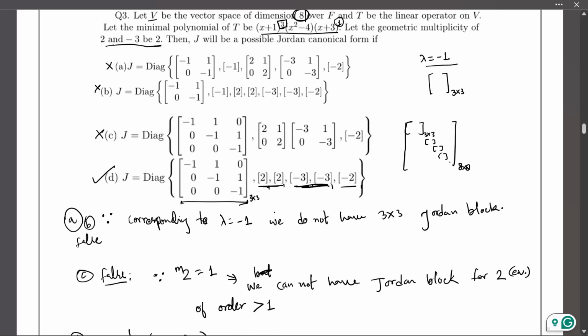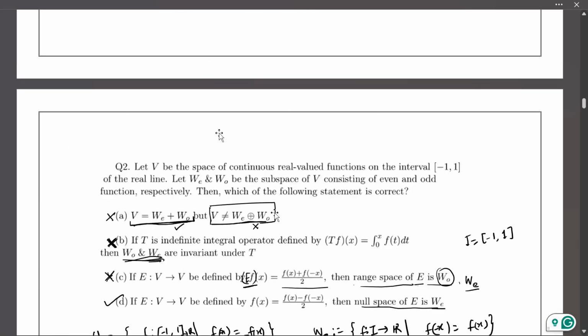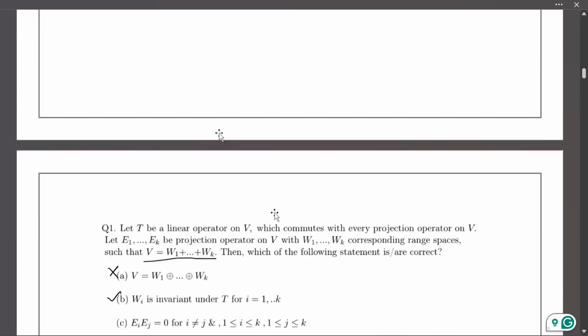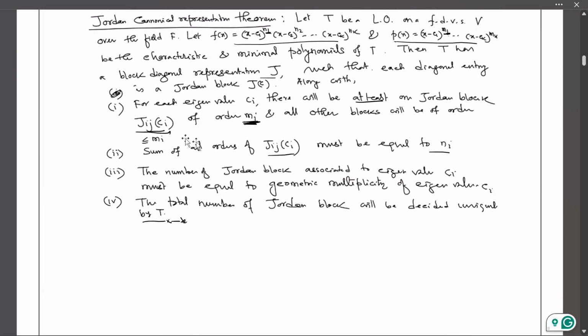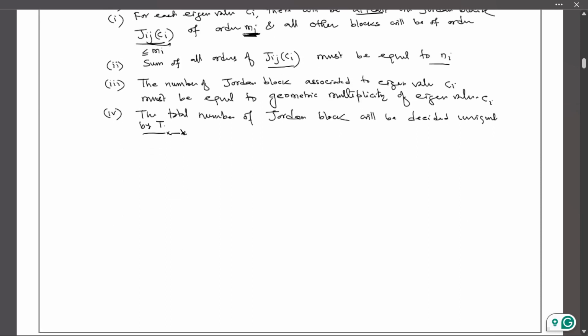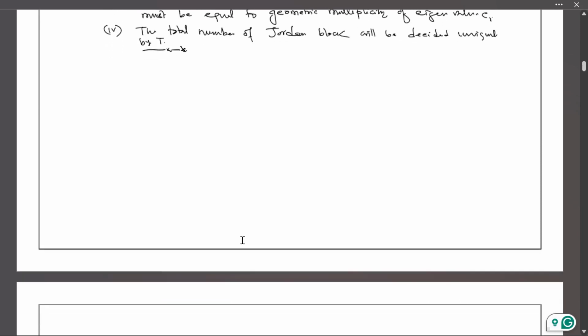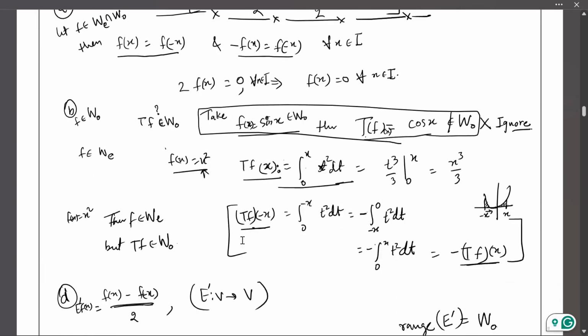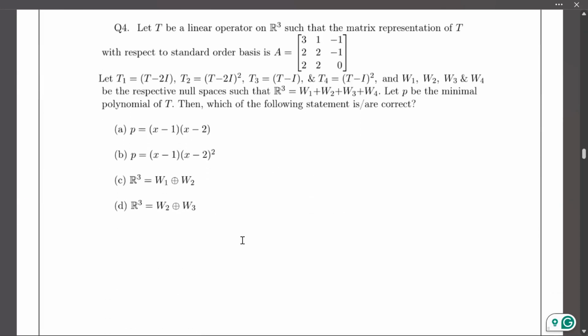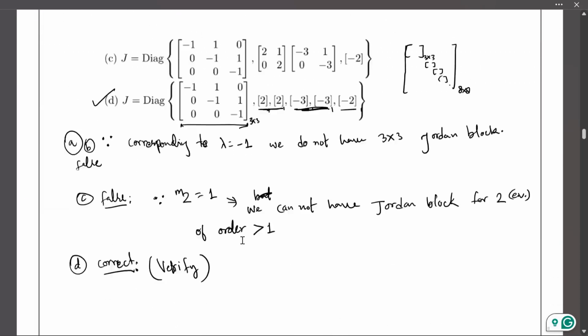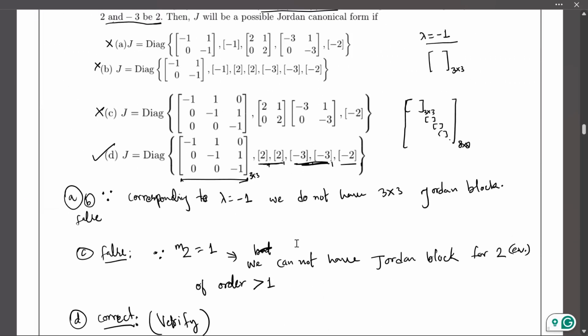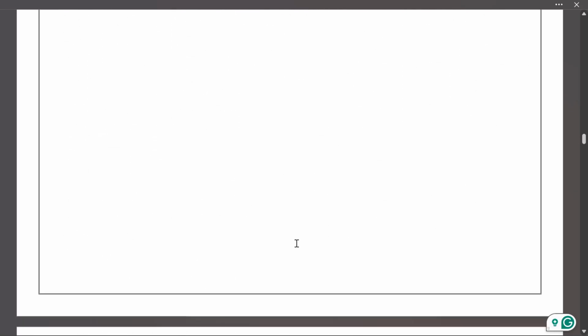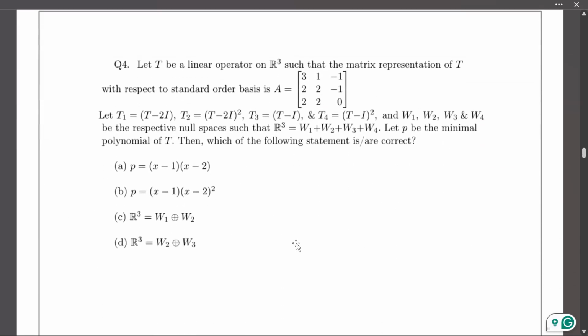Okay. So there were 4 conditions. But anyway, if something is left, you verify it. The fourth condition is nothing. This is just saying the uniqueness of the matrix representation. So this is good. We understood the third question. Let's see the fourth question.